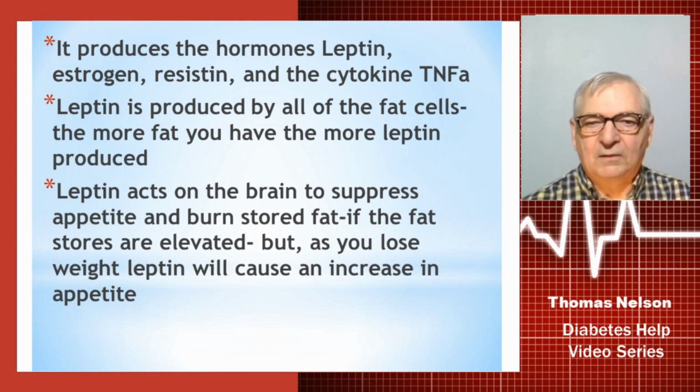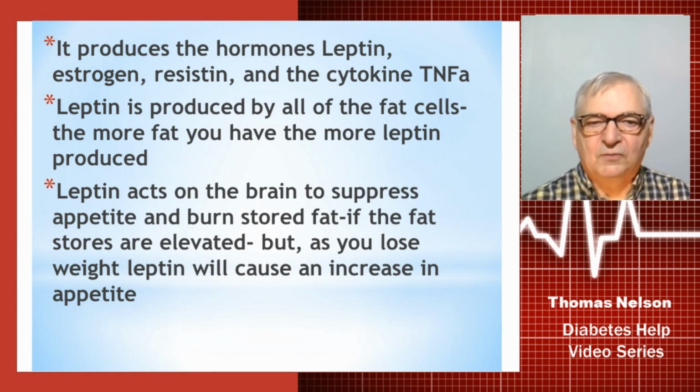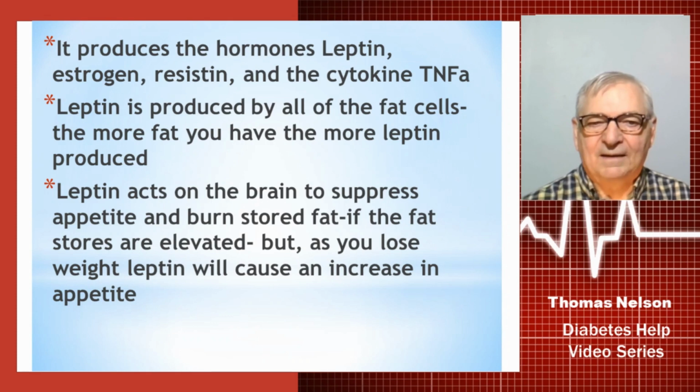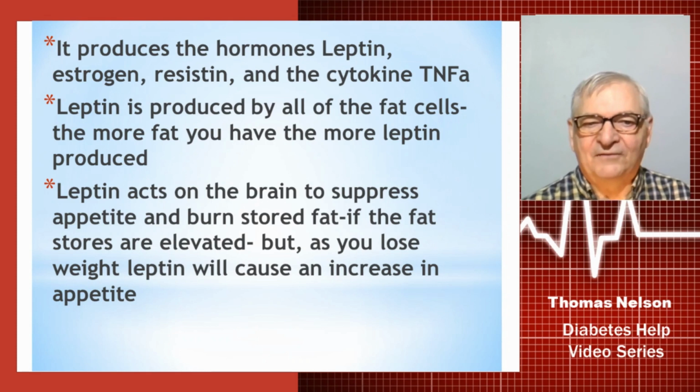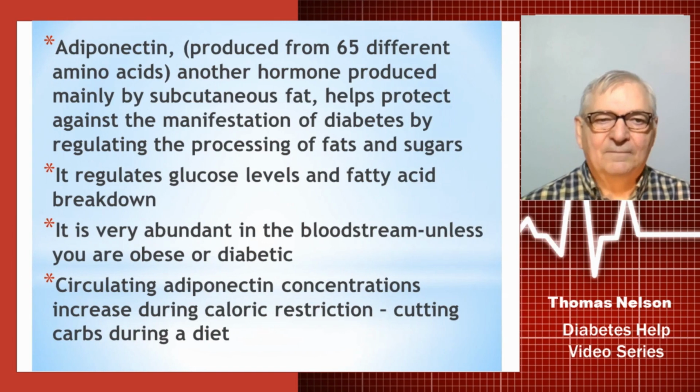Leptin is produced by all of your fat cells, and the more fat you have, the more leptin that is produced and released into the bloodstream. It acts as a message carrier to your hypothalamus, your control room, and it tells them how much fat you have in storage. But it also works to suppress appetite and to burn stored fat if the fat cells are full, if your fat accumulation is elevated. But as you lose weight, leptin is going to be produced at a lower level, and it's going to cause an increase in your food cravings and your appetite.